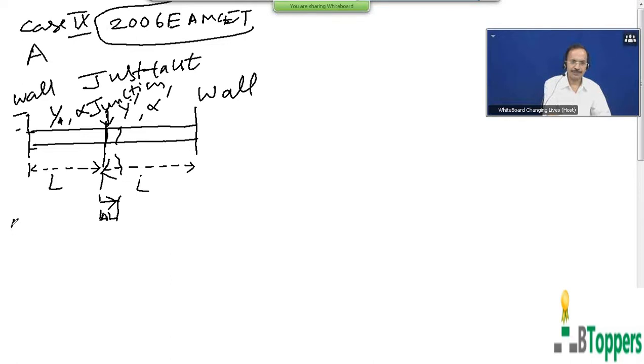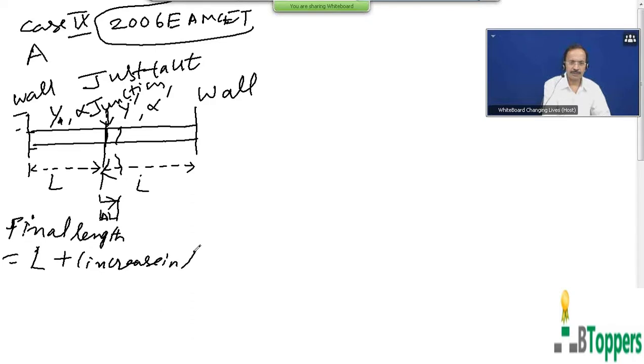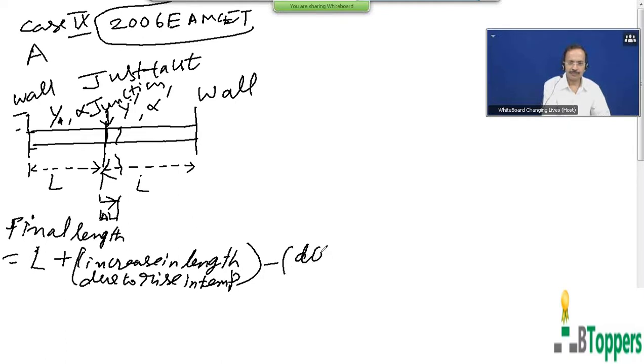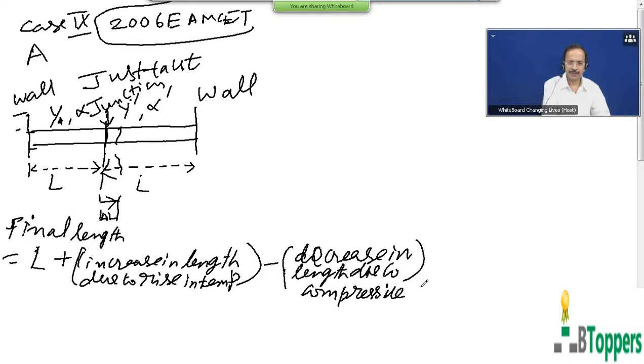So the final length of one of the rods you can write as the original length L, plus the increase in length due to the rise in temperature, minus the decrease in length due to the compressive force exerted by each support on the rod.